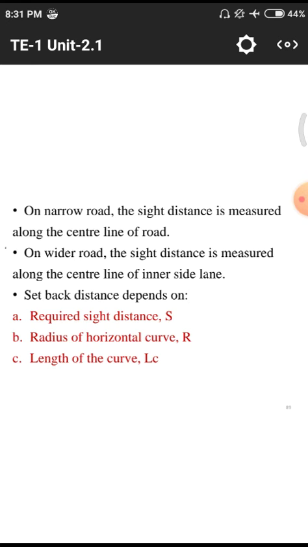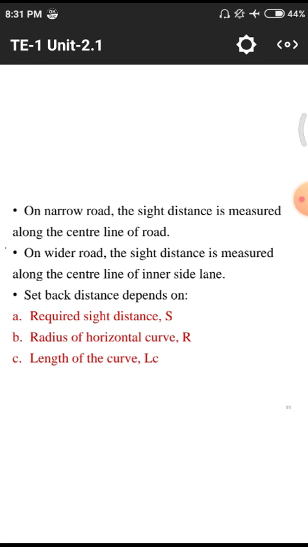On narrow roads we have the sight distance measured along the center line. That means we need to locate the center point of the road, and using this center point we have to map the sight distances. But in the case of wider roads, wide means having a huge amount of space. In those cases we don't have to measure the sight distance with respect to the inner or outer sides.